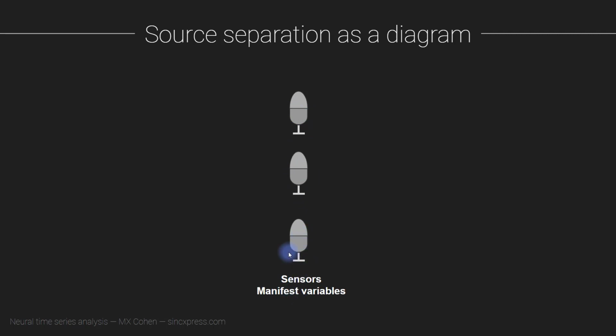So, sensors or manifest variables. And where do the data that these measure come from? Well, they're coming from some source. There is some source that is projecting onto these electrodes or these sensors. In this case, the way it's drawn here, let's say here's a person and he is talking and his voice is projecting. So the sound waves are being recorded by these three different microphones.